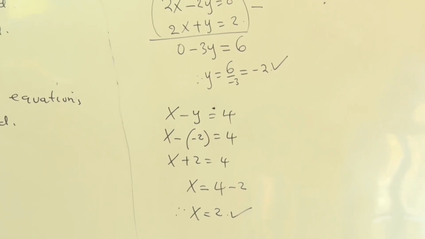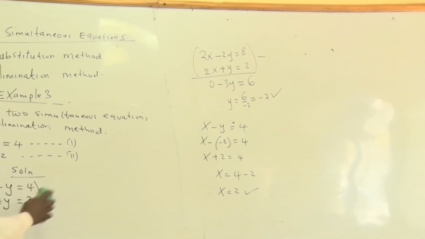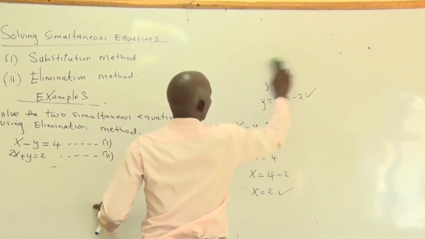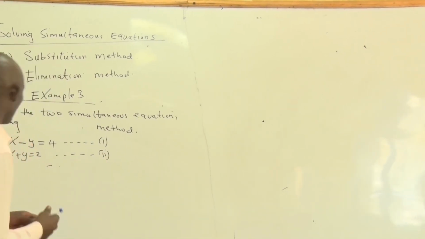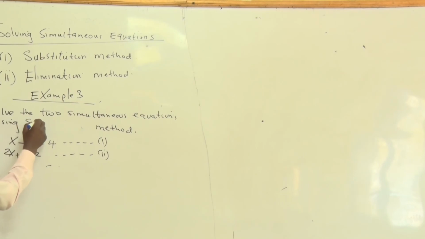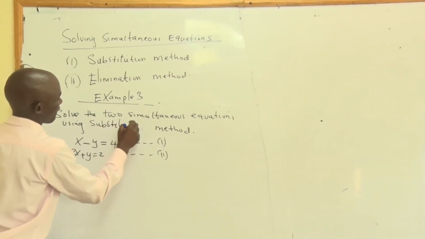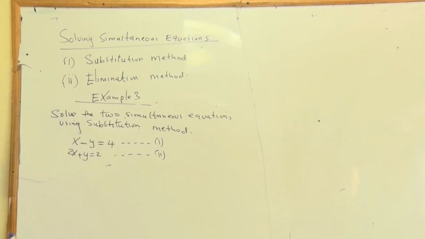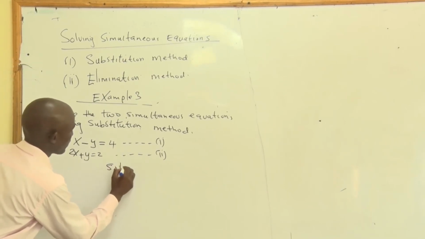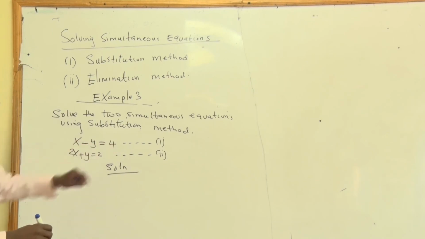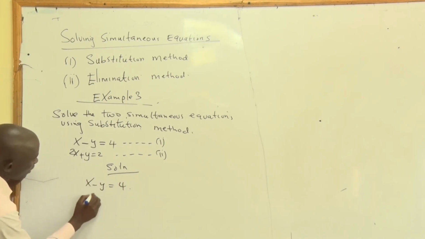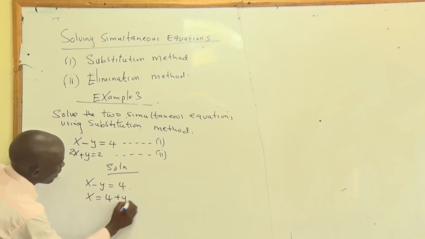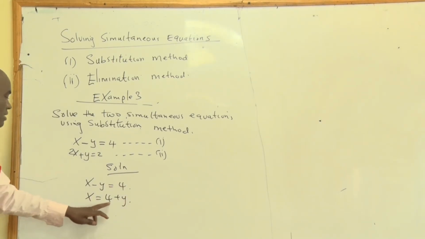We can now use the last method to solve this equation. We use substitution and see whether we'll get the same answer. Solve the two simultaneous equations using substitution. If it is substitution, like I said, you have to make the variable in one of those equations the subject of the formula. So x minus y is equal to 4. Our x can be given as 4 plus y. So we have made x the subject of the formula.